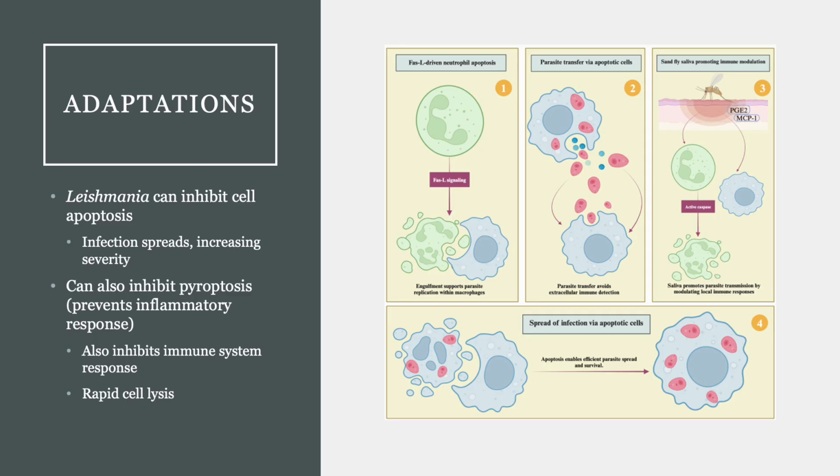The Leishmania parasite is able to survive this environment through various adaptations, the first of which is its inhibition of apoptosis, which is a mechanism that induces cell death. This can be used to prevent various immune responses by preventing the spread of the parasite, as well as viruses. And by inhibiting this, it allows for the further spread and increase in severity of the infection. A similar process to this is pyroptosis, which causes rapid cell lysis and elicits an immune response. It can inhibit this, which allows immune evasion and further development of the parasite.